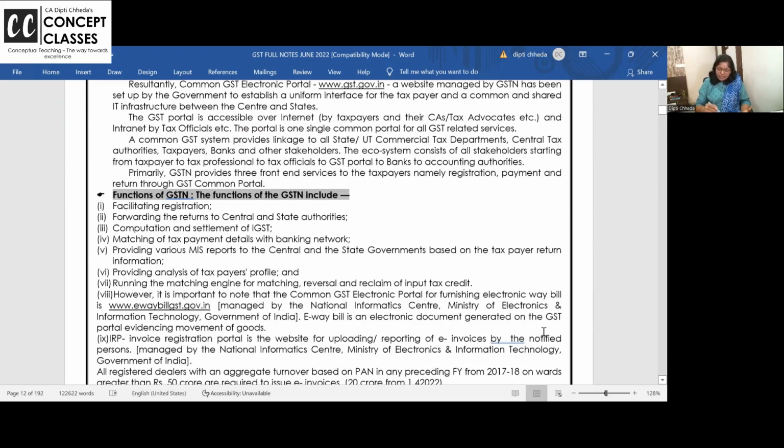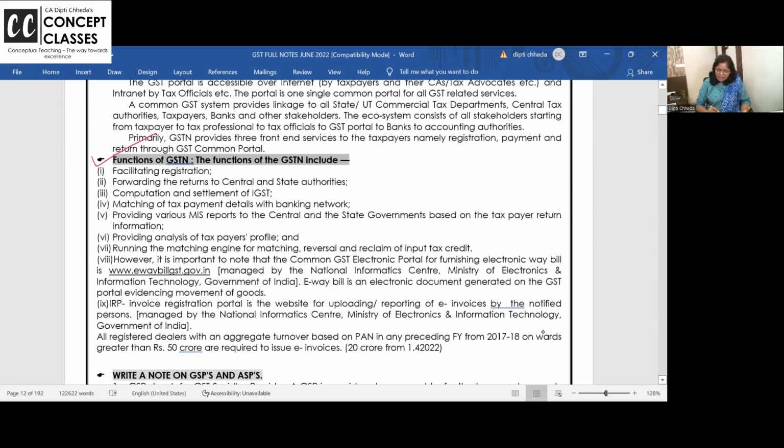Now, what are the functions of the GSTN? They may ask you, and especially these last two are the additions to the functions. GSTN, Goods and Service Tax Network, the online portal, will help you by facilitating registration. You have to upload your documents, your PAN and all. PAN number is necessary. GSTN number is 15 digits. The first 10 digits is PAN only. This detail I'll teach you in registration chapter.